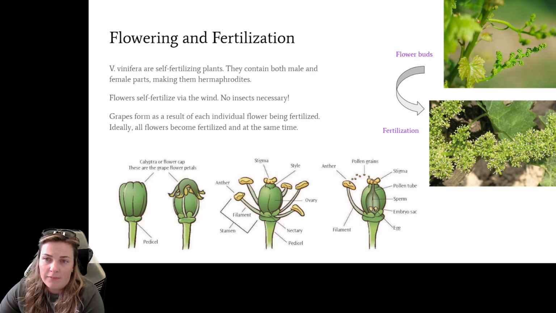So this is what the flowers look like before they open. It almost looks like hops or something else. And then once they open, they don't really have a huge flower or smell to them, but you can see the anthers coming out, these little white tips. Then it will self-fertilize, and then every little miniature flower will become its own berry in the cluster. So this is just an overview of what it looks like, how it fertilizes, and how it forms.